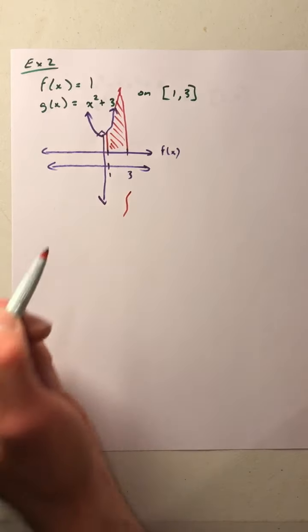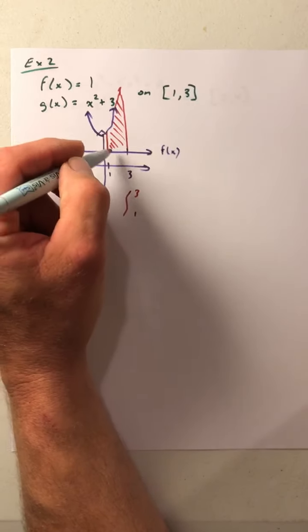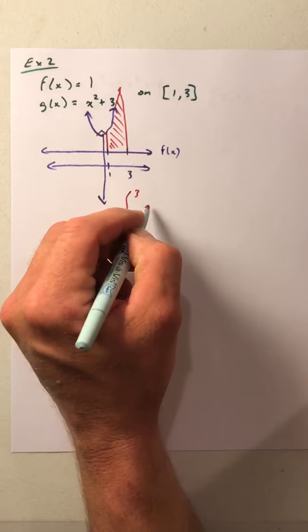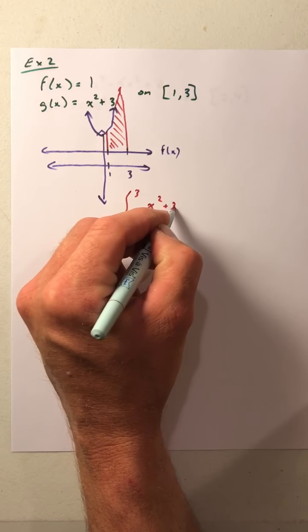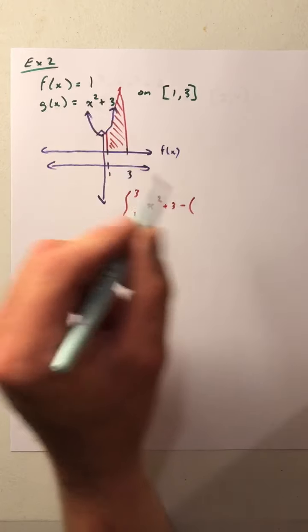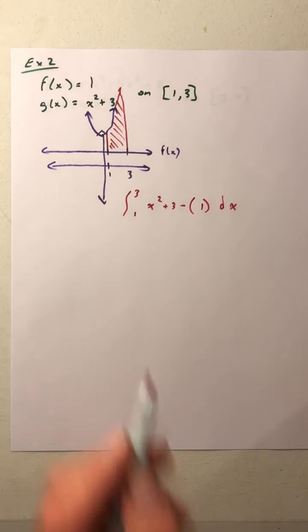So we're going to integrate between our boundaries. We're going from 1 to 3. Our top curve, again, has higher y values. It's going to be that g of x, or x squared plus 3. From that, we're going to subtract the bottom curve. In this case, that's f of x, which is just 1, dx.